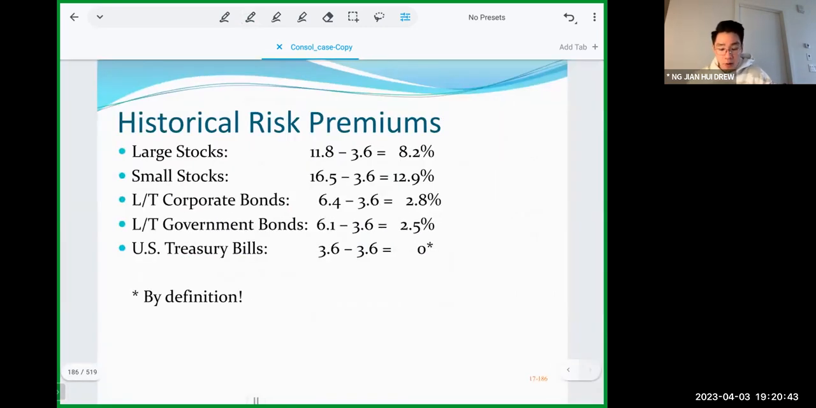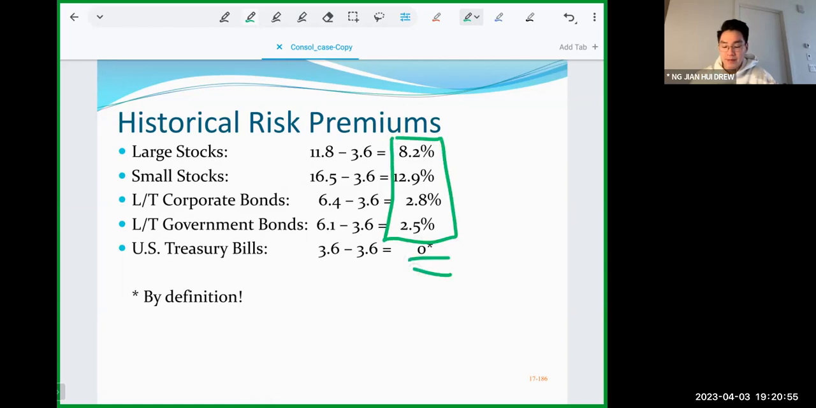All right. So basically, what is being shown here are the numbers that we saw earlier, and these are basically the risk premium amounts. Of course, the treasury bill is risk-free, so by definition, there is no risk premium.